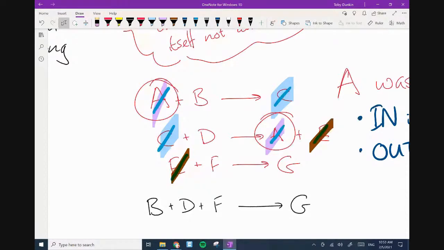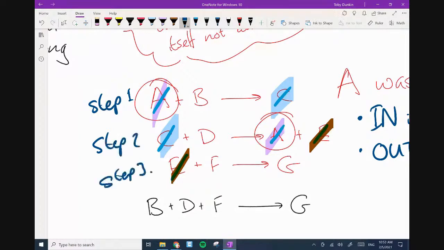That whole thing is a reaction. That's a three-step reaction, yes. This is step one. This is all one reaction. Step one, step two, step three. Yes, correct.